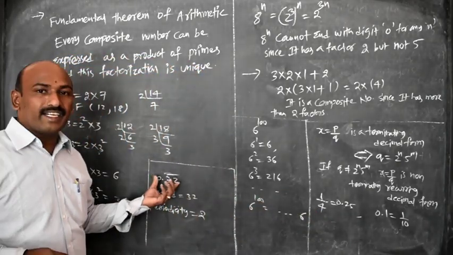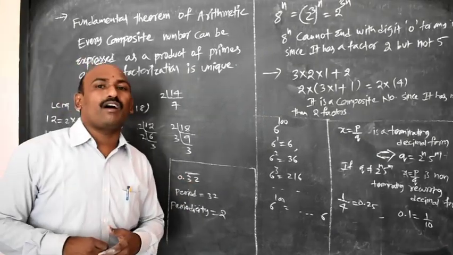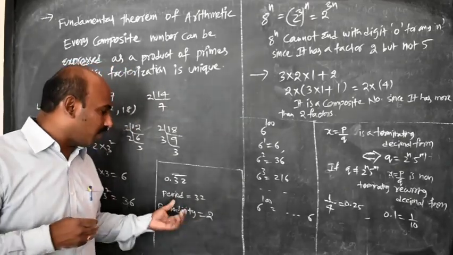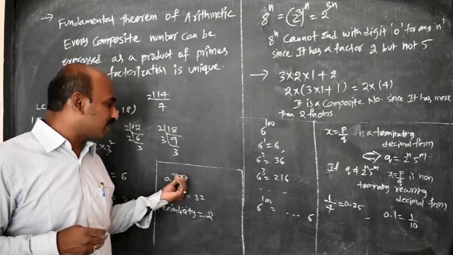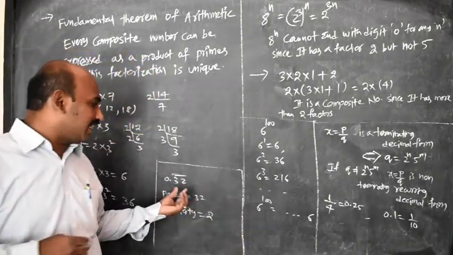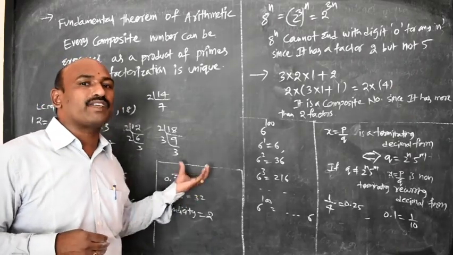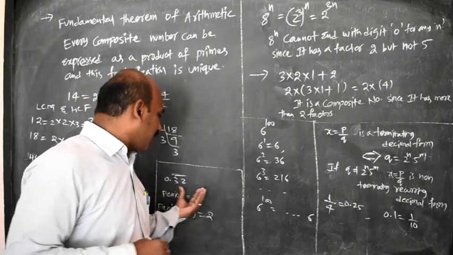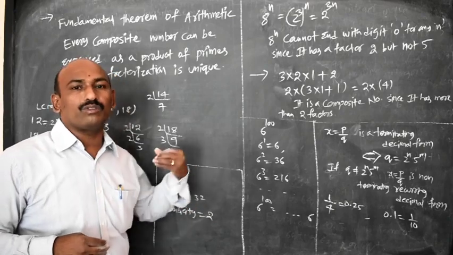Here we studied already 0.32 bar, that is repeating, meaning non-terminating; bar is there means non-terminating recurring decimal form. Here the period we can take as 32 and the periodicity is 2. Why? Because here a block of 2 digits is repeating. This non-terminating recurring decimal form we can convert into p by q by taking x equal to and multiplying with the periodicity. Already we know how to do this.